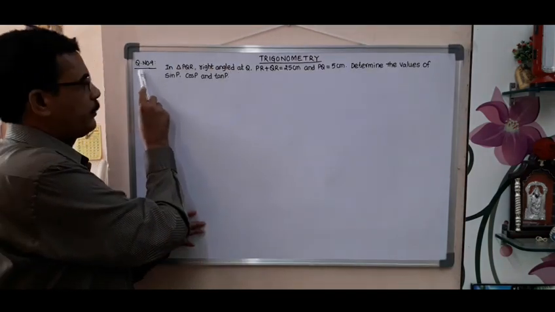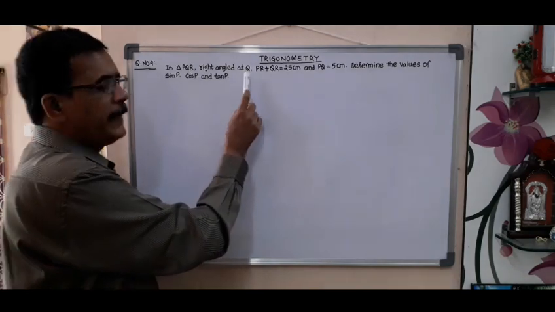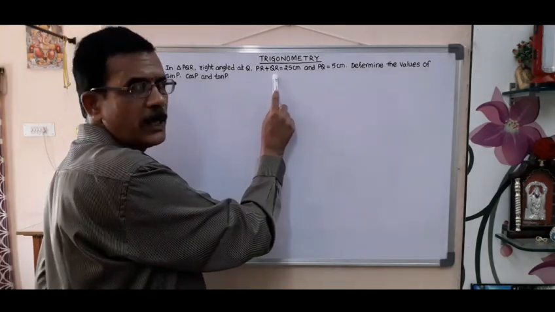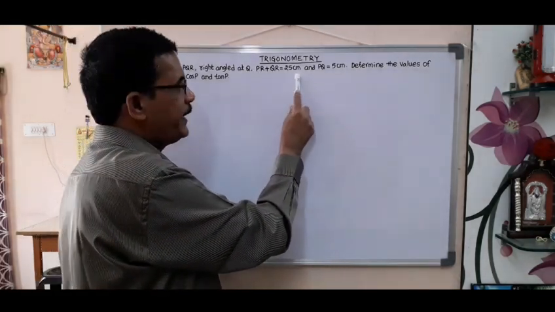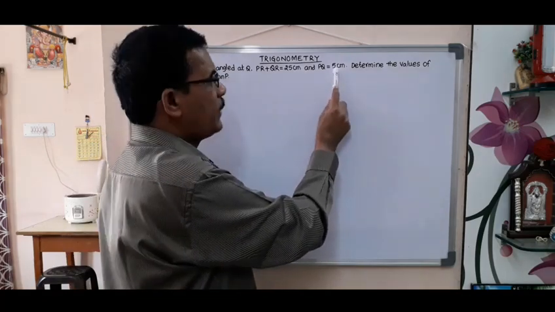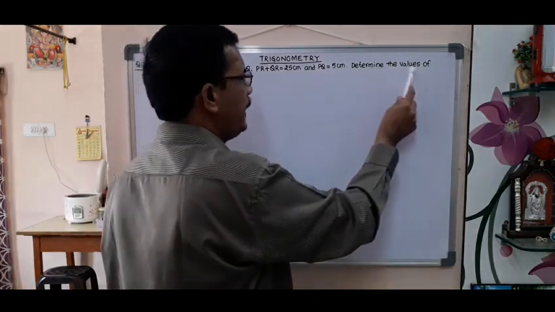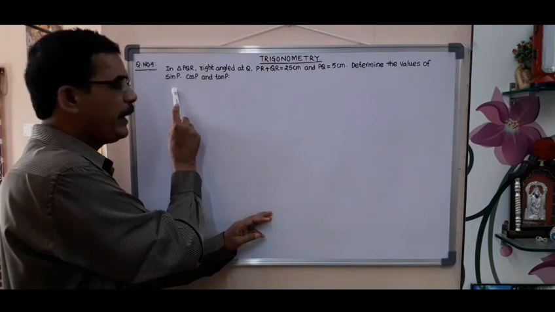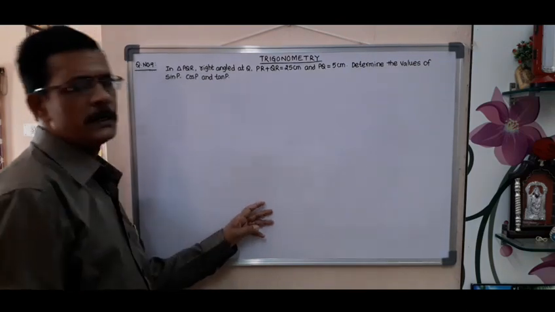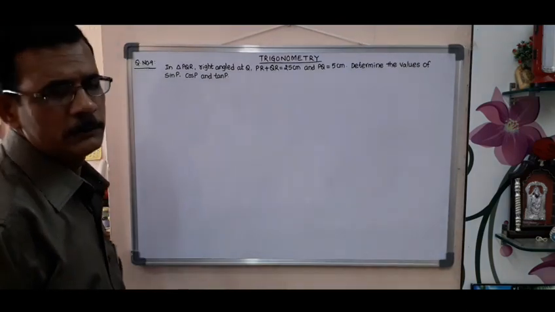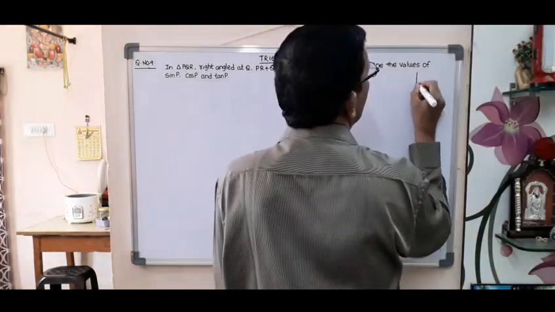Question number 9. In triangle PQR, right angle at Q, PR plus QR is equal to 25 centimeters and PQ is equal to 5 centimeters. Determine the values of sin P, cos P and tan P. Let us draw one right angled triangle.